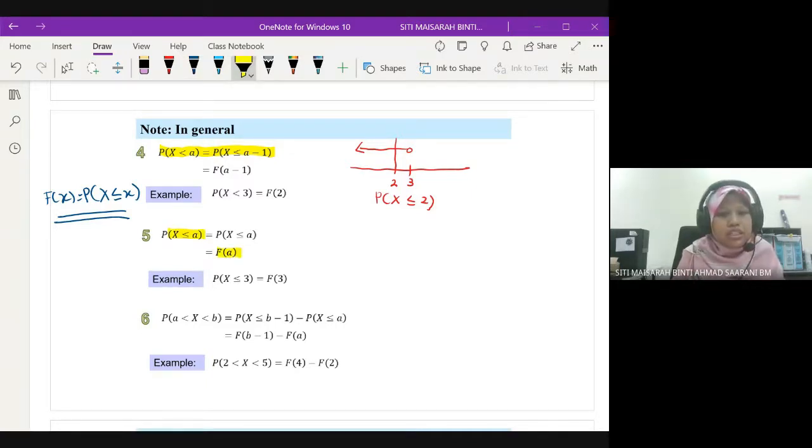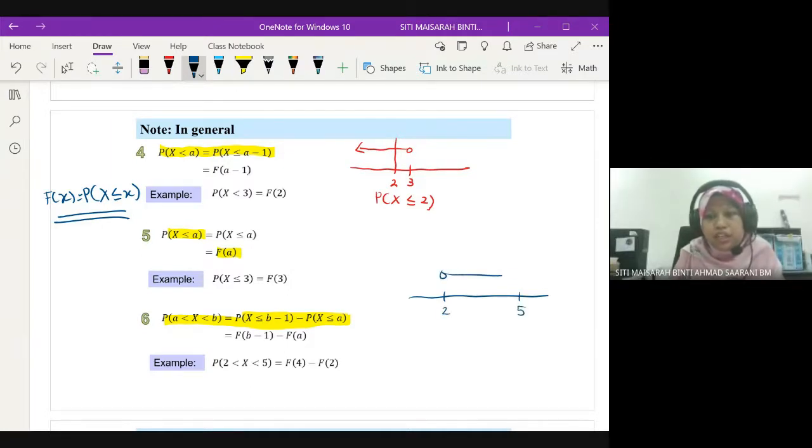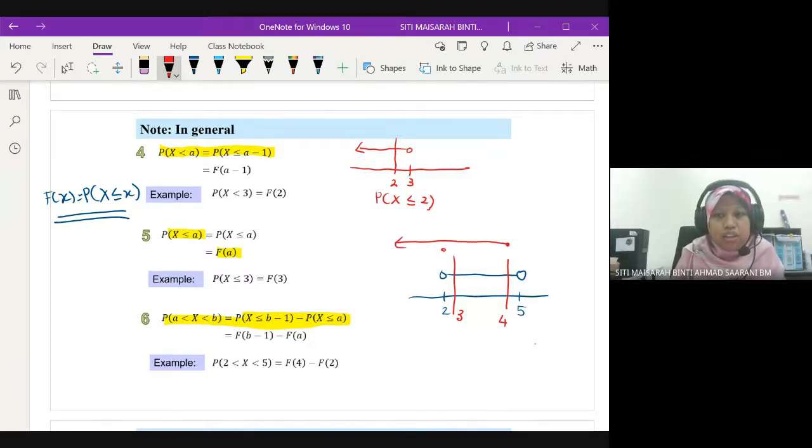Alright. And then yang keenam, probability X in between A and B. So maksudnya X more than A less than B. Kalau bayangkan, contoh kat sini dia bagi probability X more than 2 less than 5. So dia macam ni kawasan yang dia nak. Okay. So jadi dia punya start dia antara 3 hingga 4 ya. Okay, so that's why kat sini kita start dengan F4 tolak dengan F2. Tak boleh dekat F3 sebab F3 nak. So kita buang F2. So jadi F4 tolak F2. Dia kena start sini. Buang kat sini. Ni F4 tolak F2.